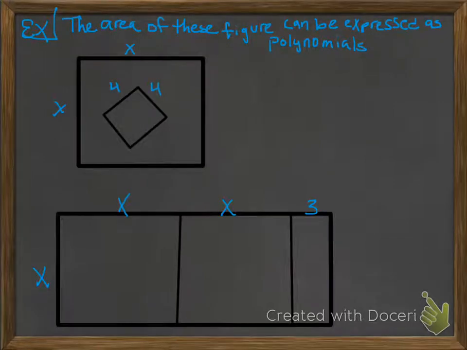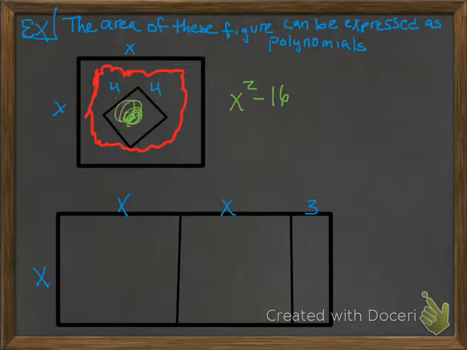So, in this case, the area of these figures can be expressed as polynomials. So we have two different figures here. Let's go for the area of the shaded region in here. So this is really going to be x squared, the area of the big box, minus 4 times 4, so that's going to be 16, because we have to take out the green box. So we take the red and the green and we take out the green. So this is the area of that.